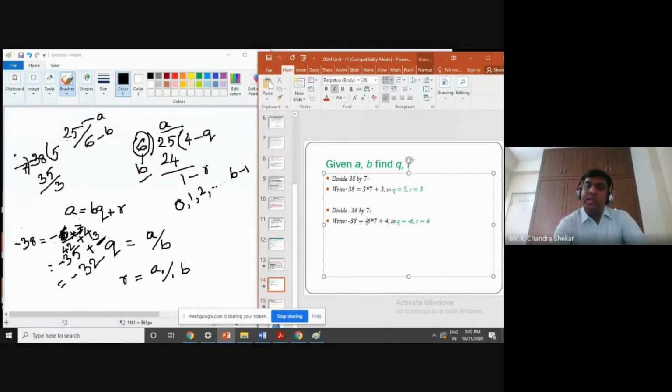So now I can only take the negative number as the quotient. So minus 6 into 7 will be minus 42. Plus 4 will give you minus 38. So now here the Q value is minus 6 and the R value is 4. Is it all clear now, all of you? Yes, sir.